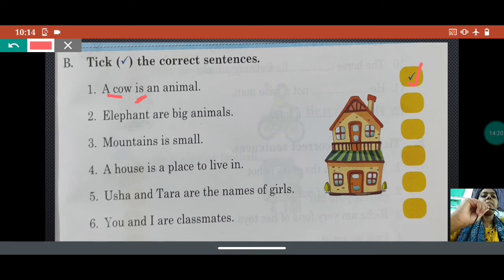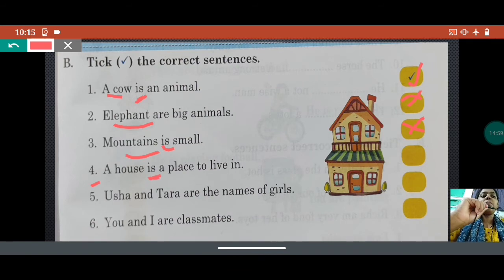Elephant are big animals. Elephant is a singular noun. When we add s, then it will become a plural noun. So for a singular noun we use is, but here are is used. Elephant are big animals, so this is wrong, so you will cross this box. Number 3. Mountains is small. Mountains, we are talking about more than one mountain, but is is used, so this statement is also wrong.